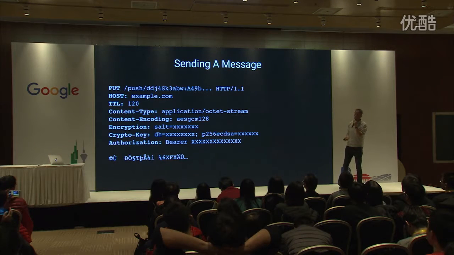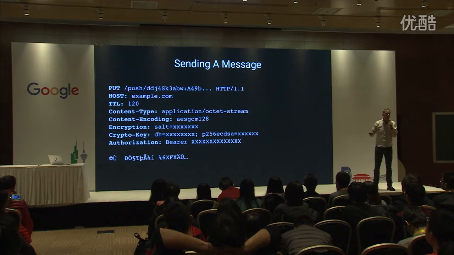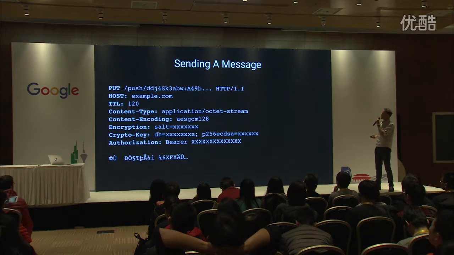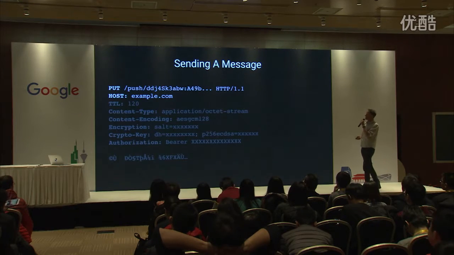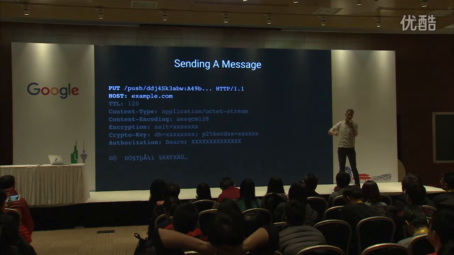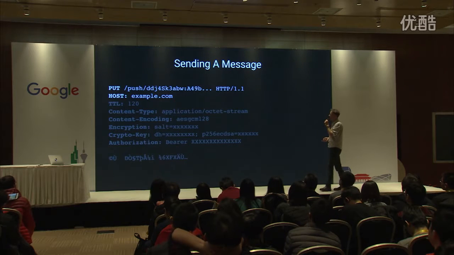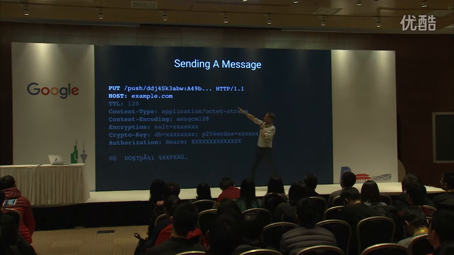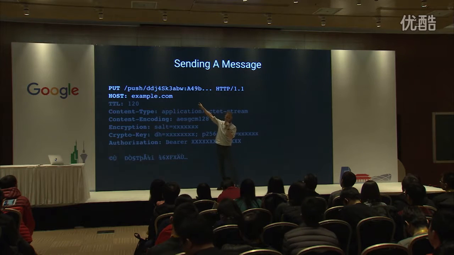When you want to send a message to a user, it's as simple as making a PUT request to the push service, which looks like that. Let's break this down a bit. The first part is the actual domain of the origin of the push service, and then the path, which includes what we call the endpoint. So this again is the bit that identifies the user.